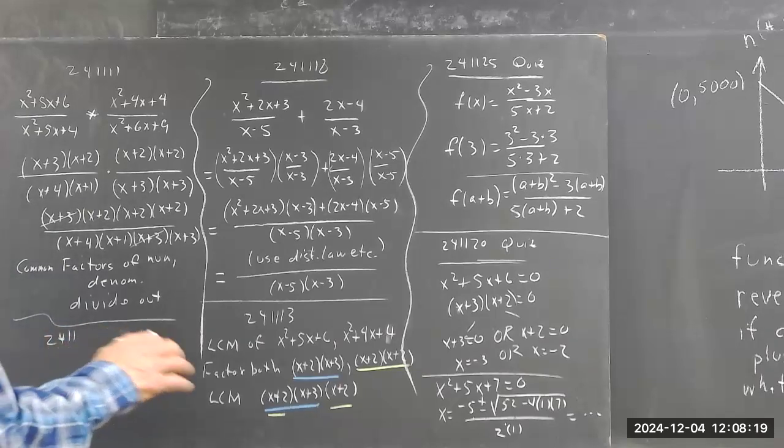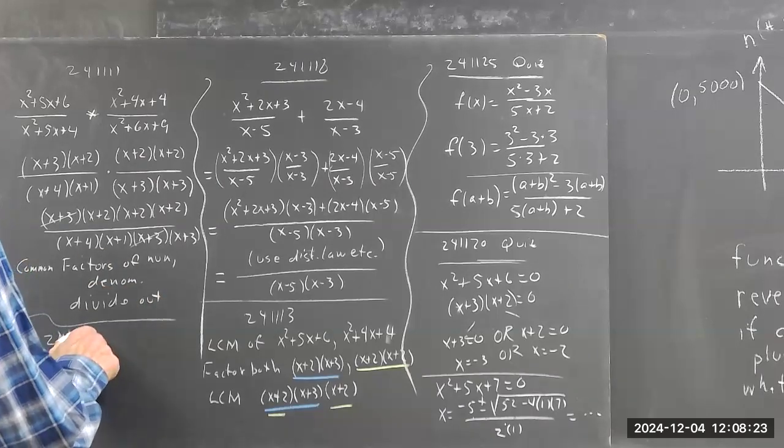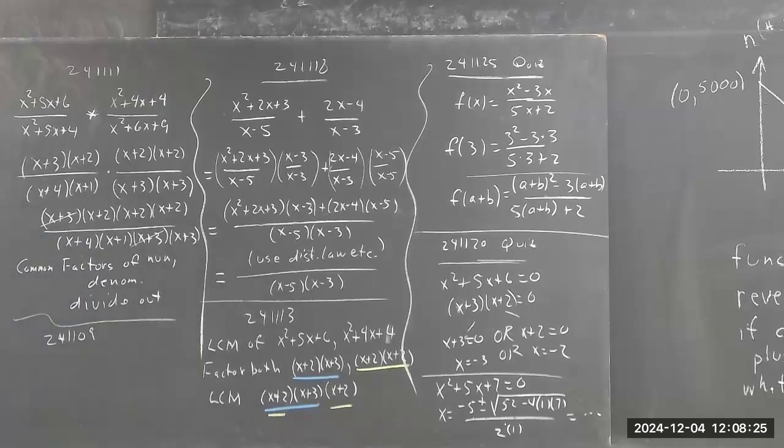Okay, so let's see. That's the 11th. That was the 13th. So this should be the 9th. But let me see if we've really got one for the 9th. Wait a minute. I had the 13th and 11th. No, it should have been the 6th. Yeah. Okay.